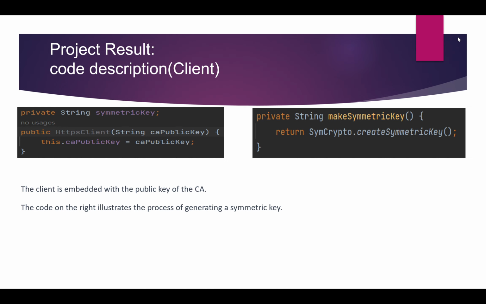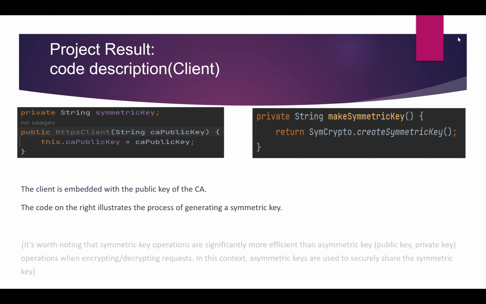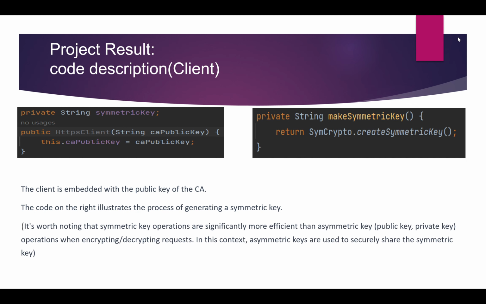The code on the right illustrates the process of generating a symmetric key. The symmetric key, crucial for decrypting requests and responses, plays an important role. And it's worth noting that symmetric key operations are significantly more efficient than asymmetric key operations when encrypting and decrypting requests. In this context, asymmetric keys are used to securely share the symmetric key.